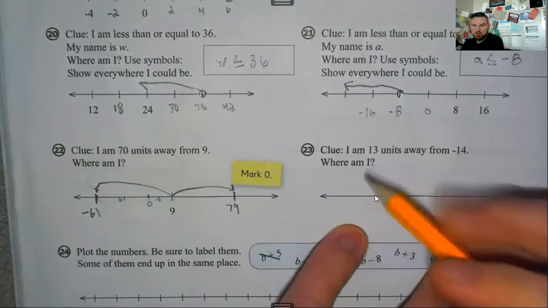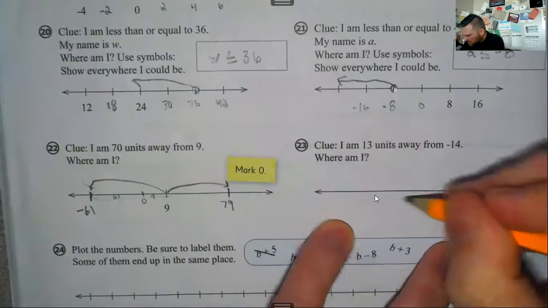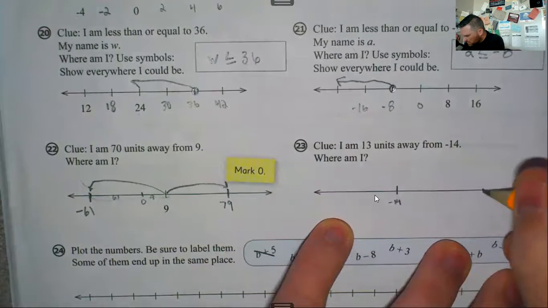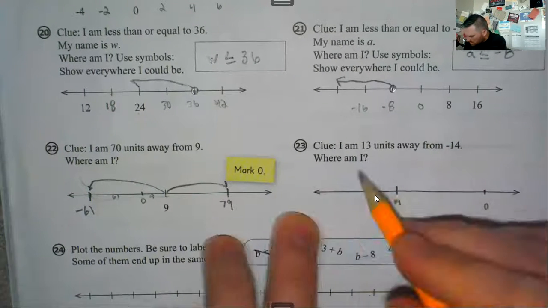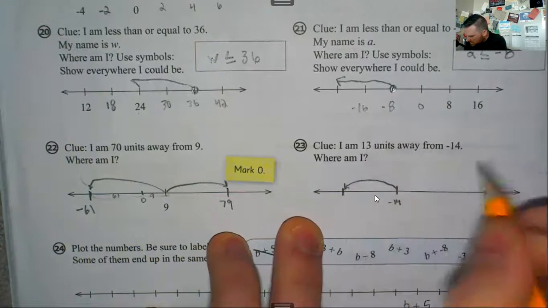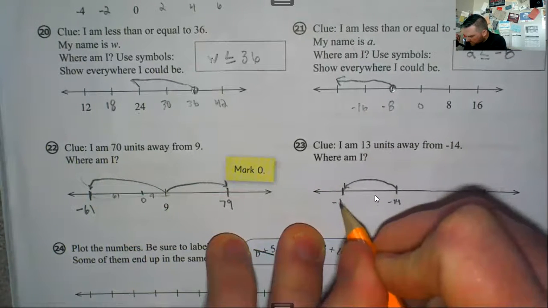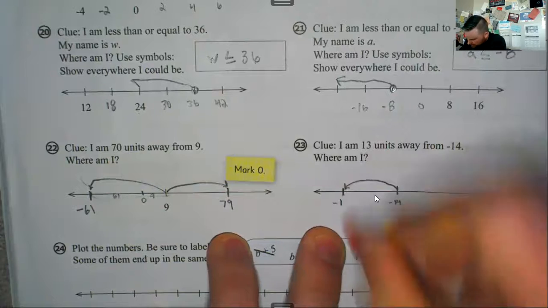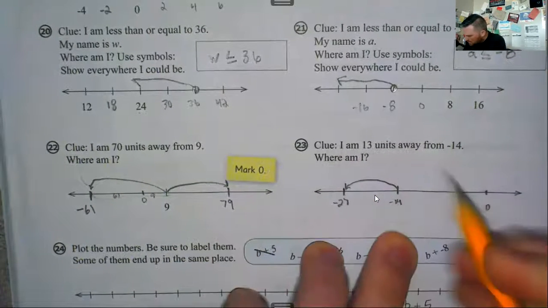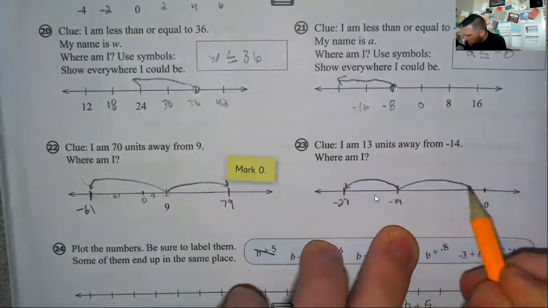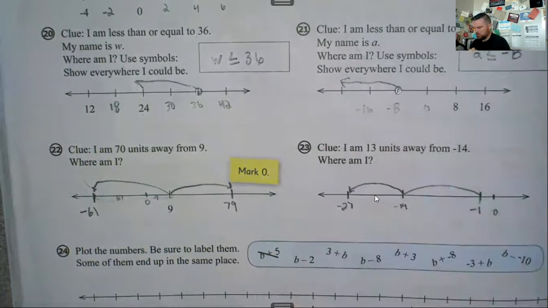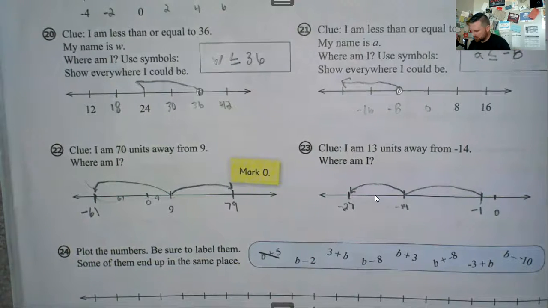I am 13 units away from negative 14. So here's negative 14. We'll put 0 over here. So 13 units away. So if I go 13 units this way, I just add it. So 13 plus 14 is negative 27. Then if I go this way 13, I'm almost to 0, but I'm not. I'm actually 1 short of 0. So you got that negative 1 there.